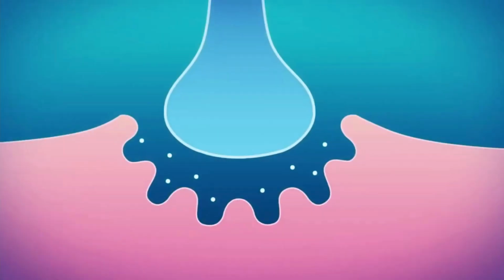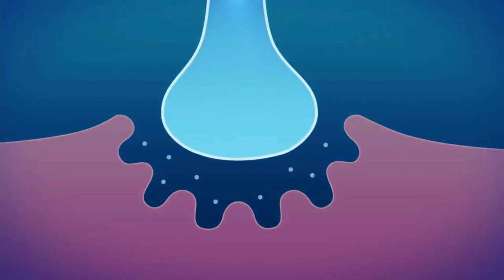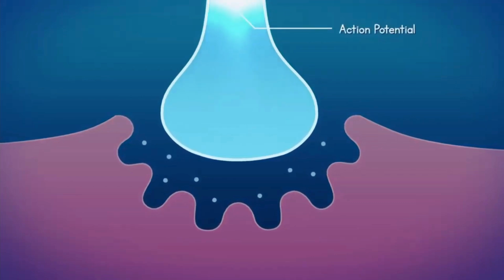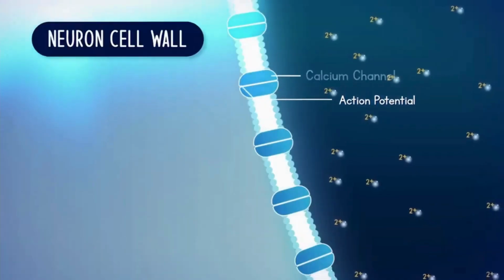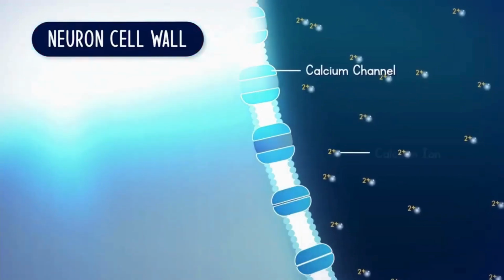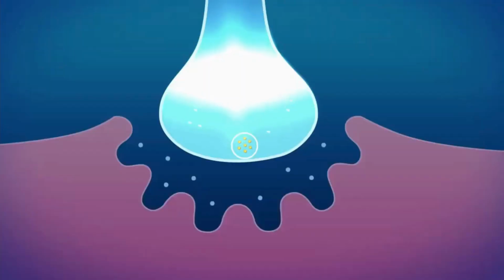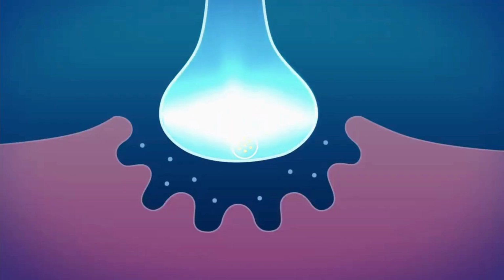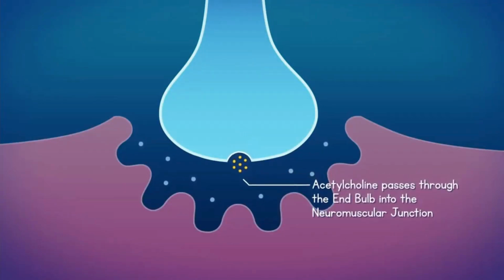When taking a closer look into one of these end bulbs, we can see how a neuromuscular junction operates. A neuron generates an action potential which travels along the axon towards the end bulb. The action potential causes calcium channels to open, and calcium ions flow into the end bulb. The calcium ions now cause vesicles filled with a neurotransmitter called acetylcholine to release their contents through the end bulb into the neuromuscular junction.